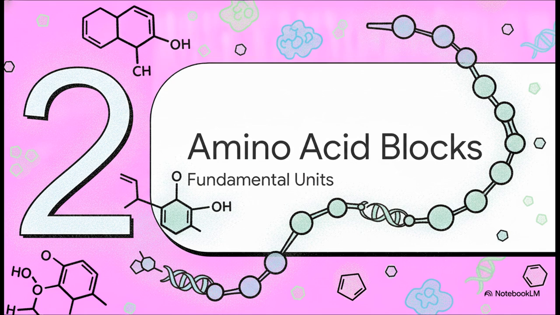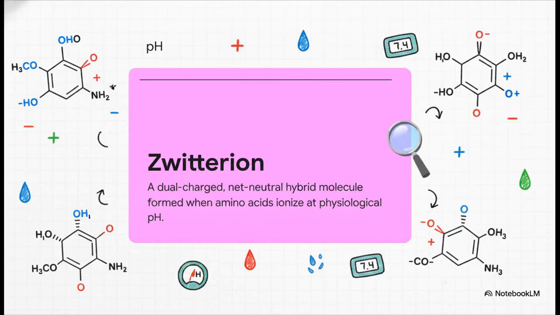Moving right along to Section 2, amino acid building blocks. Now, what's really interesting here is how amino acids are amphoteric. Because they have both an acidic carboxyl group and a basic amino group, they can act as both acids and bases. Crazy, right? At that physiological pH of 7.4 we just talked about, they fully ionize into what we call a zwitterion. It's this really fascinating dual-charged yet totally net neutral hybrid molecule.